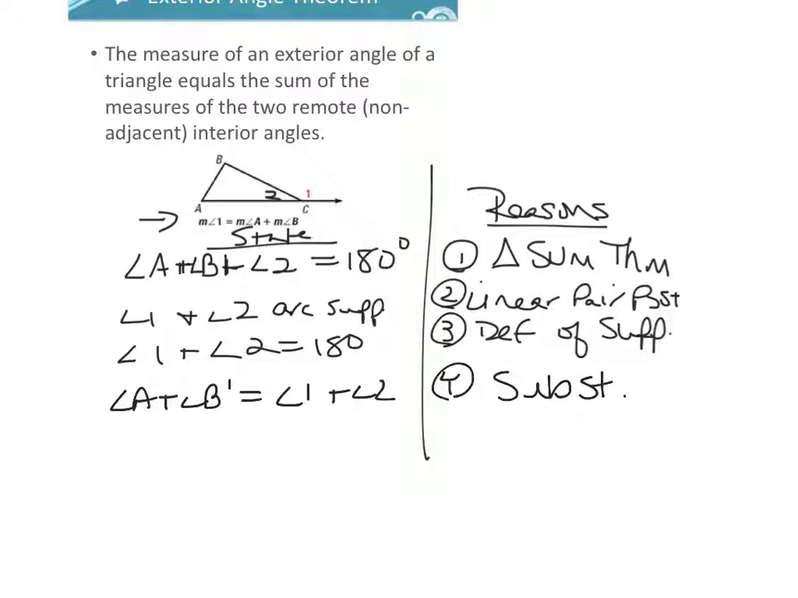Oh, and I also need an angle 2 here, sorry, because they're both equaling 180. Let me fix that better. So I have angle A plus angle B plus angle 2 equals angle 1 plus angle 2, because both of them equal 180 degrees. Now I'm going to show that angle 2 equals angle 2. And what property is that? Reflexive. Good.